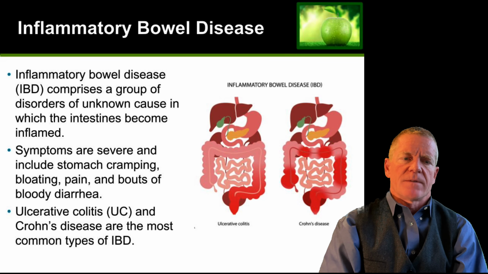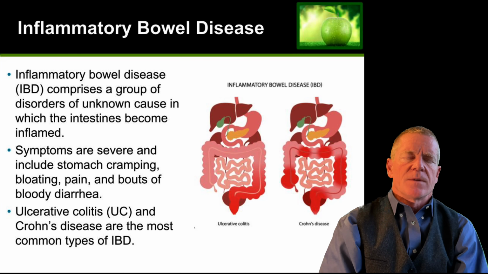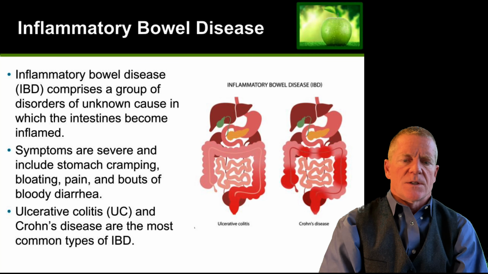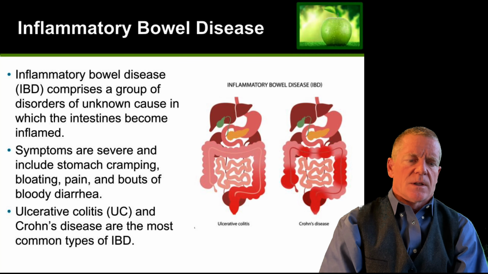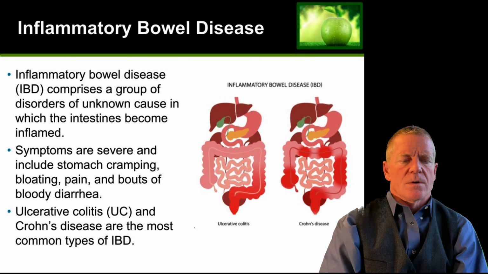Here we're talking about inflammatory bowel disease. Inflammatory bowel diseases are inflammation of the large intestine. It can cause stomach cramping, bloating, pain, bouts of diarrhea, sometimes bloody diarrhea. Ulcerative colitis involves inflammation in the distal portion of the large intestine. That's the end of the large intestine, whereas Crohn's disease can occur all throughout the large intestine.